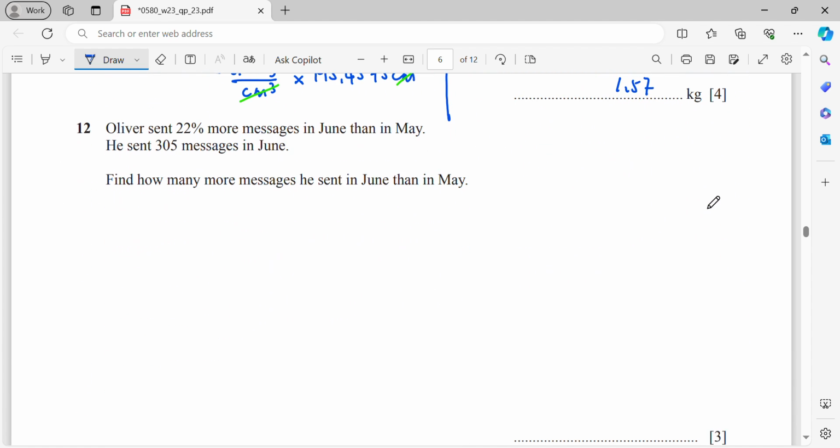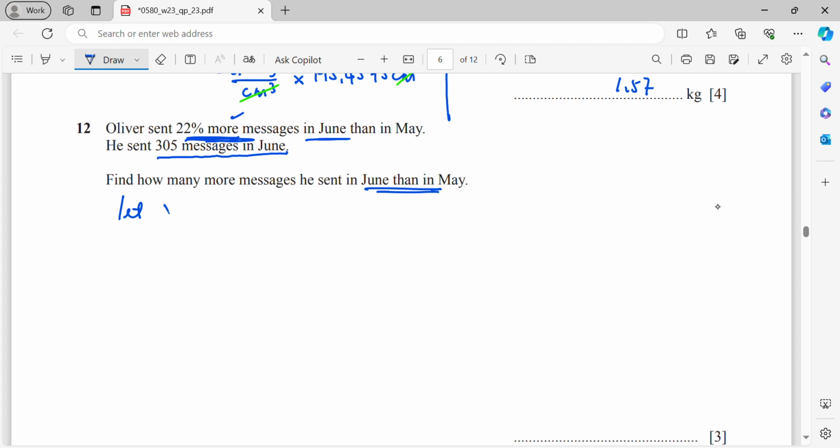Okay, now for question number 12. Oliver sends 22% more messages in June than in May. He sent 305 messages in June than in May. Find how many more messages he sent in June than in May. So 22% extra in June than May, and the extra means that this is 122% compared to May.